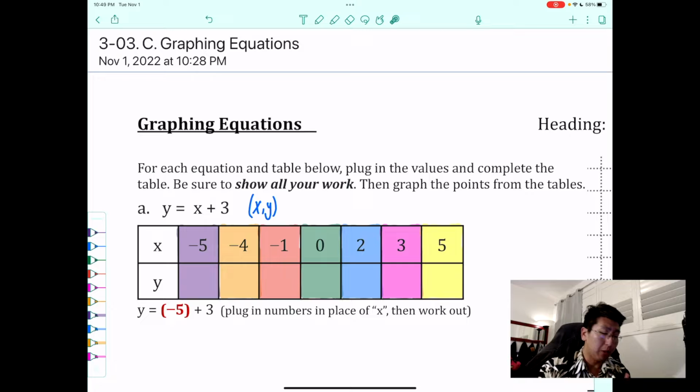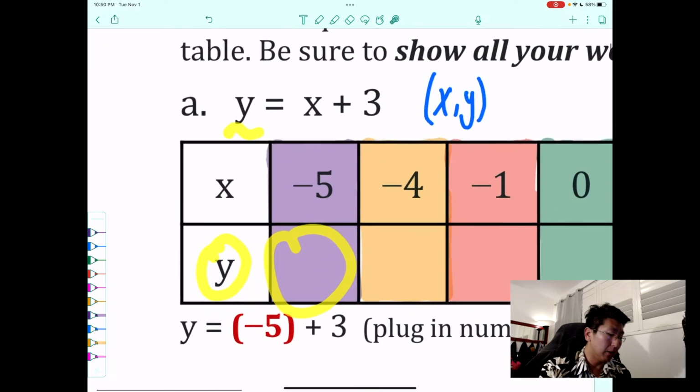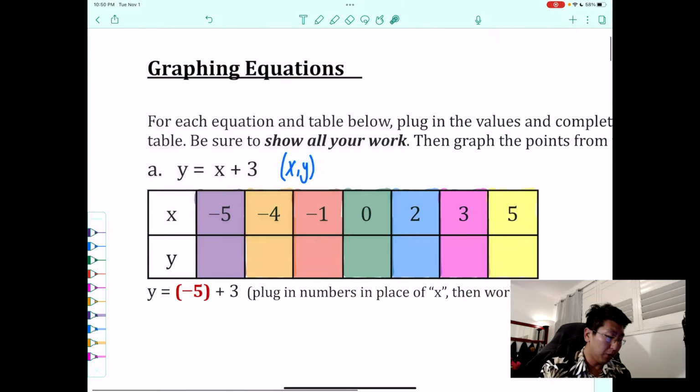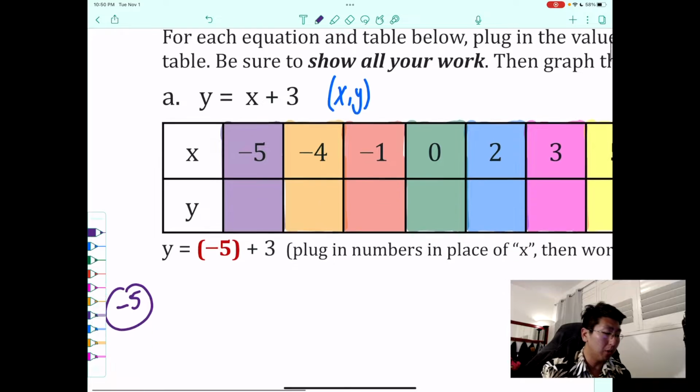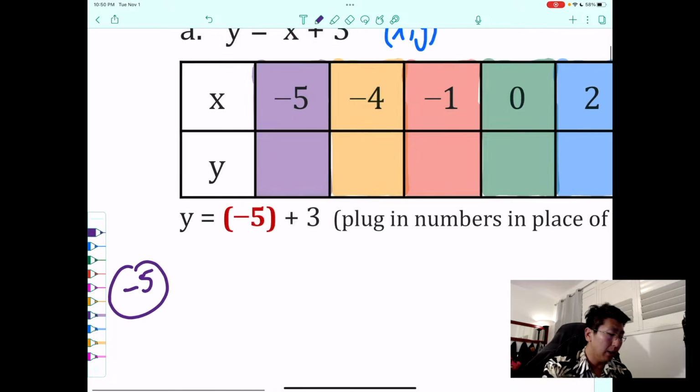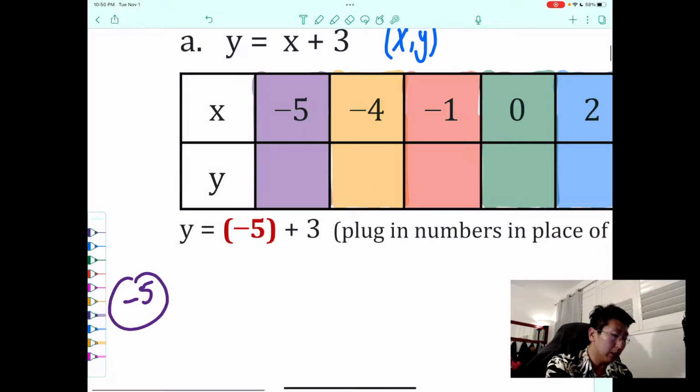To figure out what the y value is, we're going to solve for it. This first one's kind of done for you. Y equals, instead of x, we're putting -5, which we're getting from here. So plug in the numbers in place of x, then work it out. Just to be super clear, I don't want this to confuse you, so I'm just going to put -5. That's what we're solving for when x equals -5. And so I'm going to copy this equation up here.